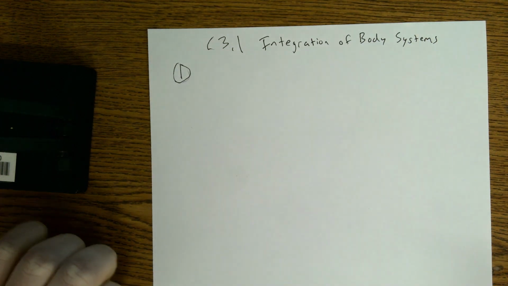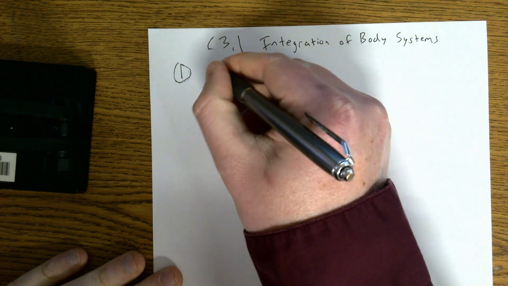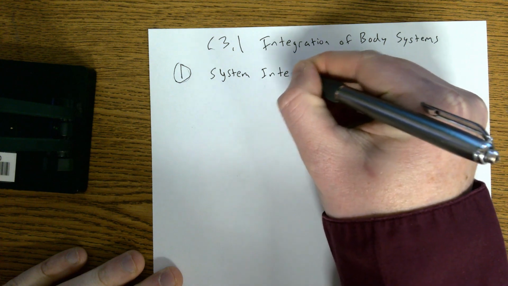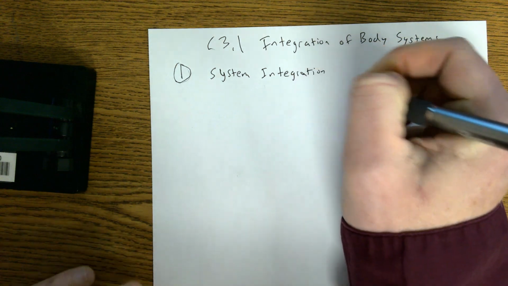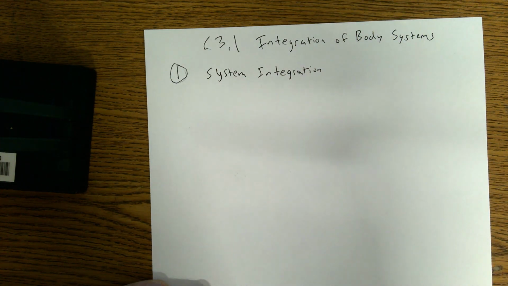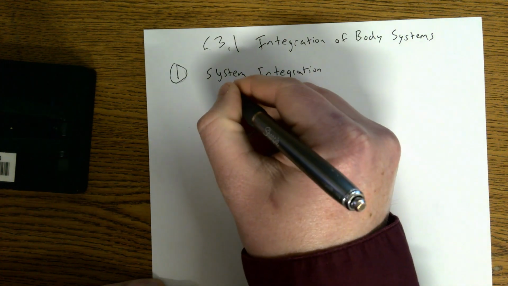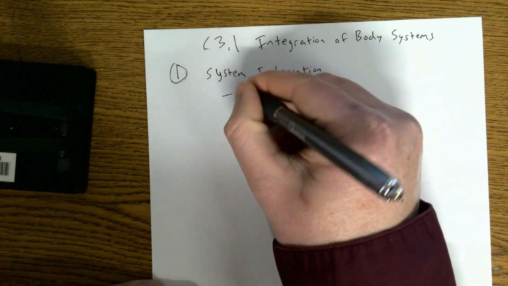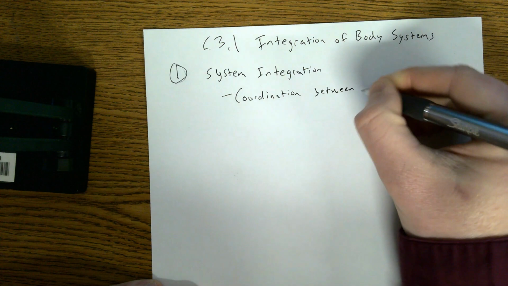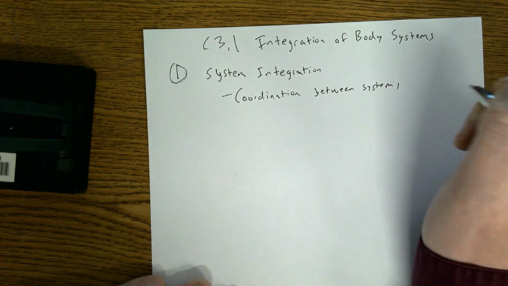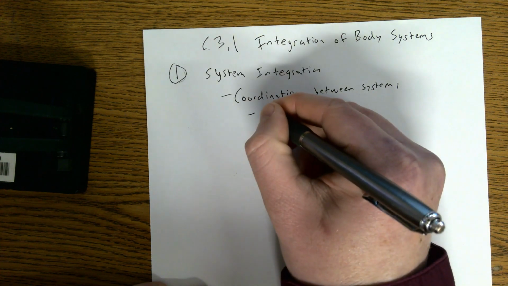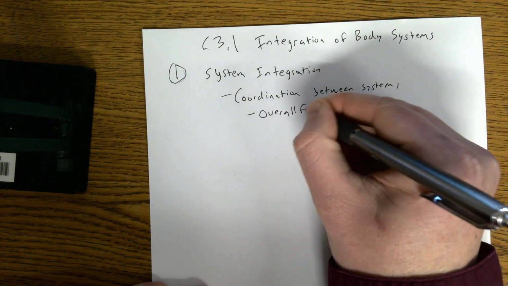Alright, Standard 1 is kind of like an overview of the whole thing. So it's all about system integration. That's kind of the title of this one. And what we've got going on here is basically saying, how do we function? How are we able to do all of the things that we do? And we're able to do that because there is coordination between the different body systems and cells, etc. Okay? And so they all are working together. So there's coordination between systems, and this allows for an overall function to occur.